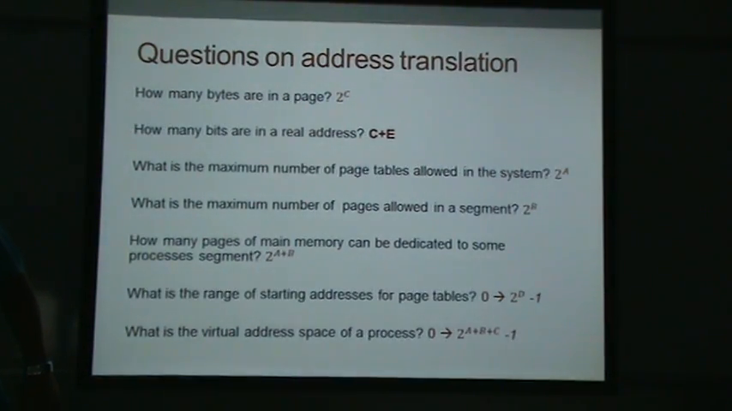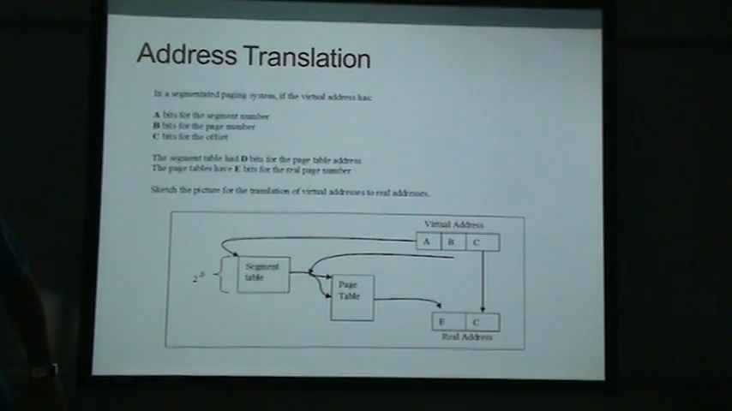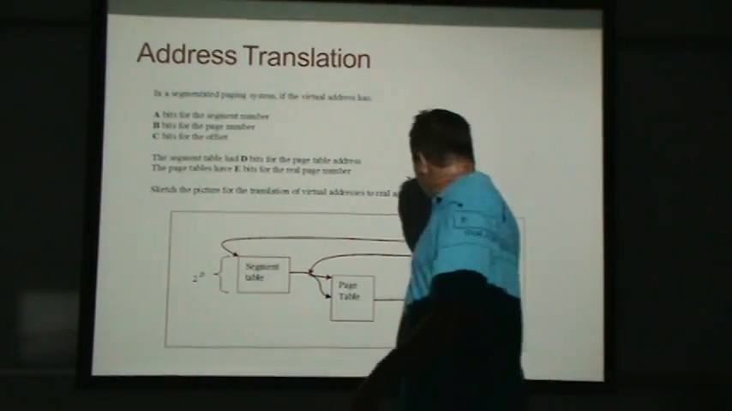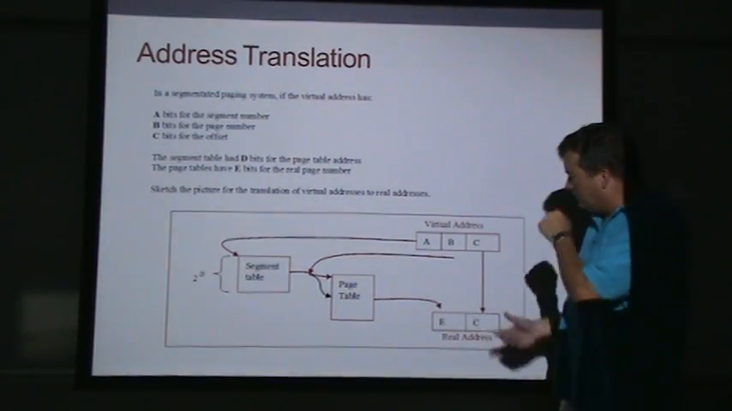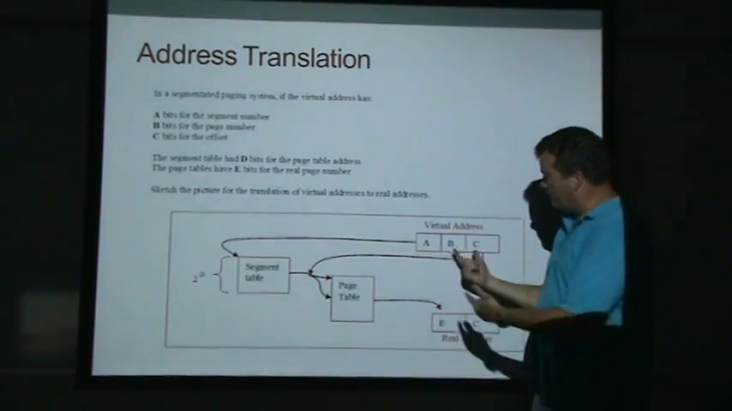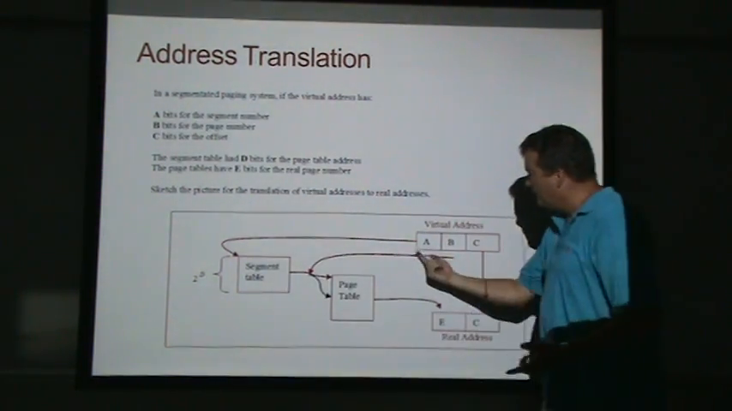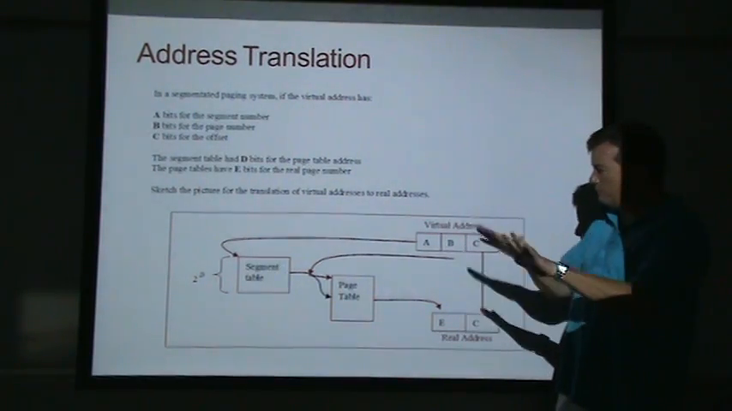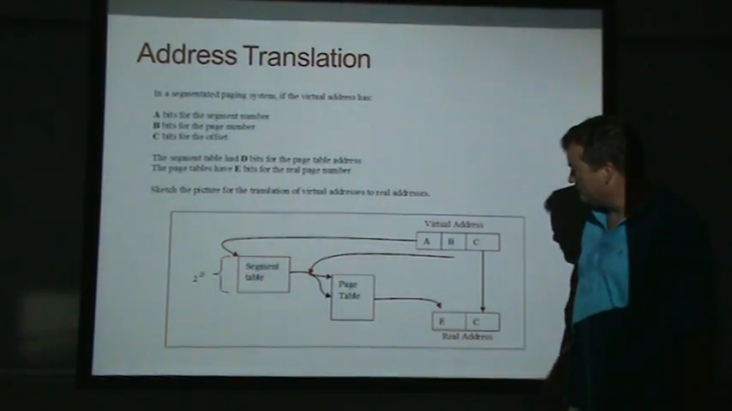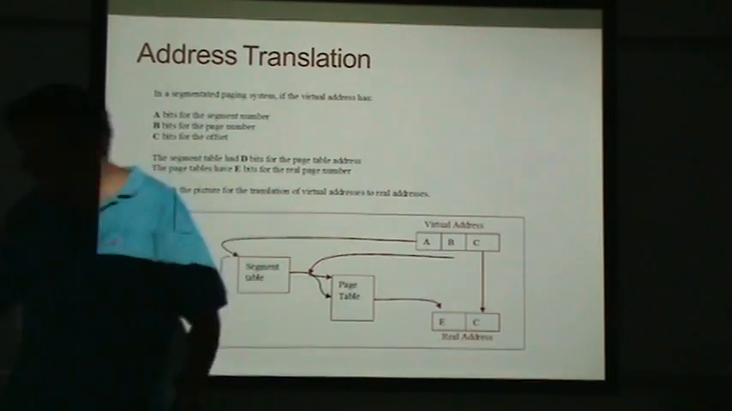And then how many pages in main memory are dedicated to some process's segments? That's the number of bits for both A and B together. Even though it's going through a 2-layer translation system, this is how many bits can be used to point to different pages. So that would be 2 to the A plus B.